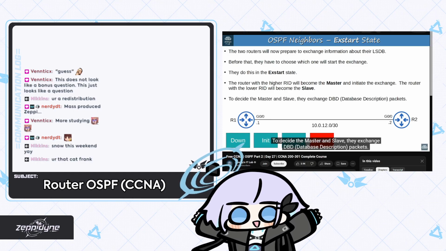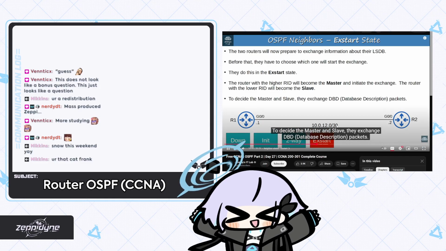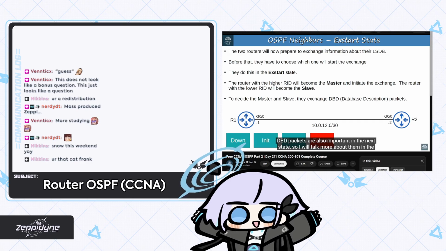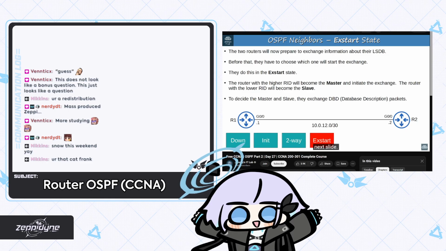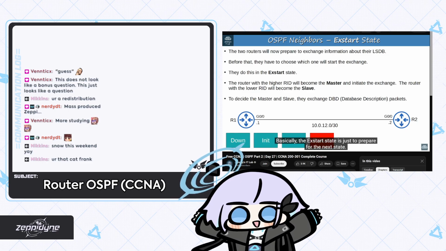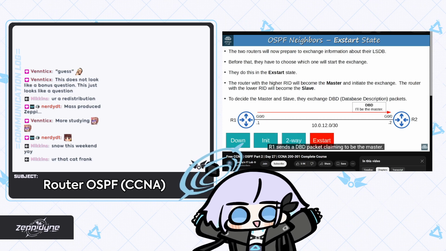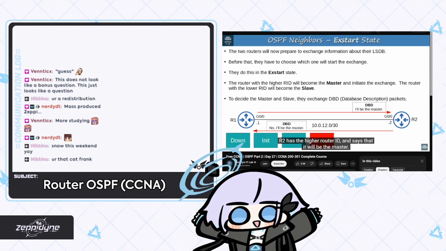To decide the master and slave, they exchange DBD, database description packets. DBD packets are also important in the next state, so I will talk more about them in the next slide. Basically, the ExStart state is just to prepare for the next state. R1 sends a DBD packet claiming to be the master. However, R2 corrects R1. R2 has the higher router ID and says that it will be the master.